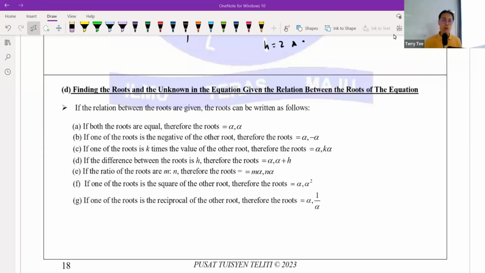Sometimes you may be given a relationship between the unknowns. Like they say, both roots are equal. So we know the roots are alpha and alpha. One root is negative of the other root, alpha and negative alpha, and so on. So you don't really have to memorize this. You just have to write this down before you solve your SOR POR.